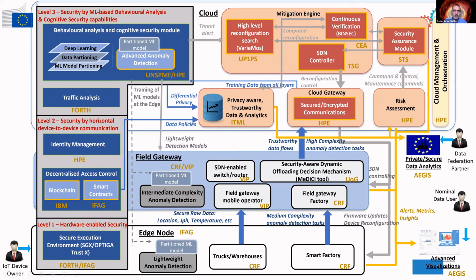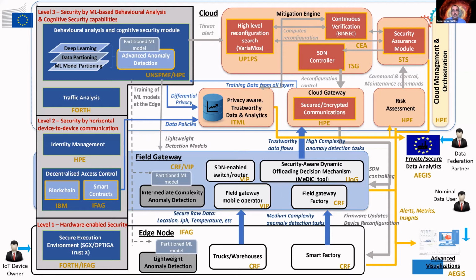And up in the cloud, there's an advanced anomaly detection component running in a distributed environment. The most powerful anomaly detection goes on there. That's the flow of the data from the edge node layer to the field gateway layer to the cloud layer, concerned with detection of anomalies, of anomalous behavior, and so on.